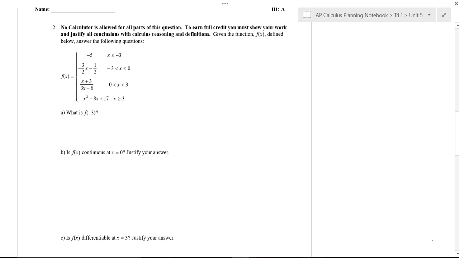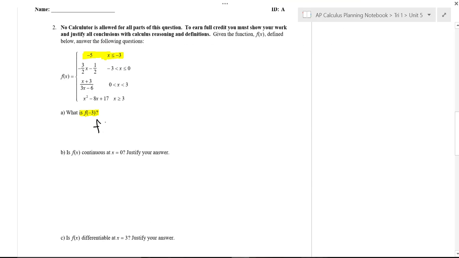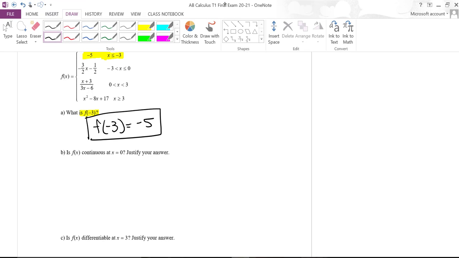All right, second one going on here. The very first part asks, what is f of negative 3? Because we have a piecewise function here, I need to be looking for which one of these pieces includes the domain of negative 3. Less than or equal to negative 3, so this is just that flat horizontal line. So I'm just going to name here f of negative 3 equals negative 5. That was 1 point. So if you were grading your own work, you would have just said, okay, 1 point, we're good to go.